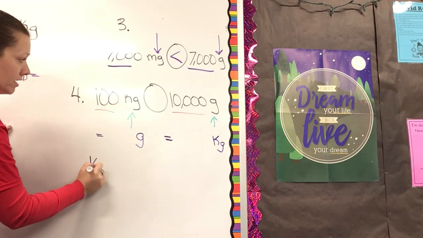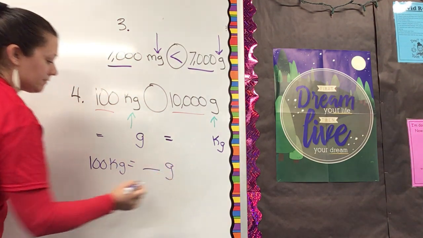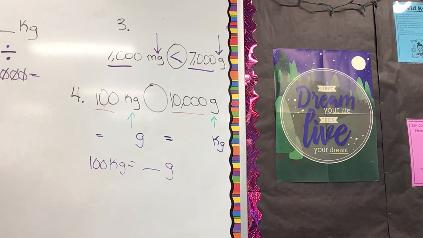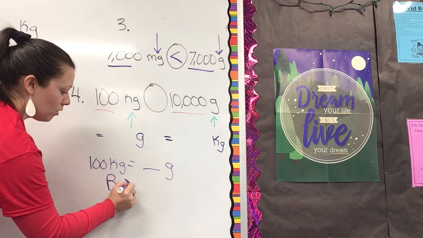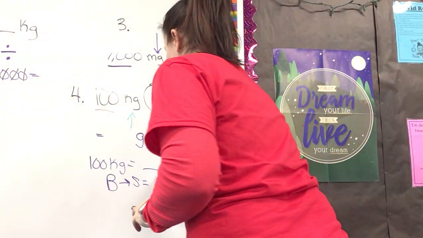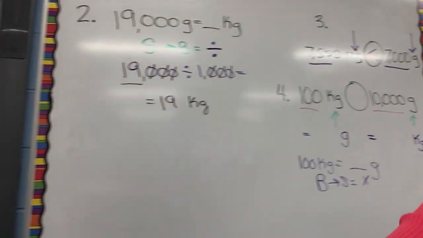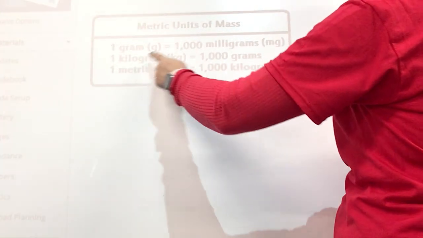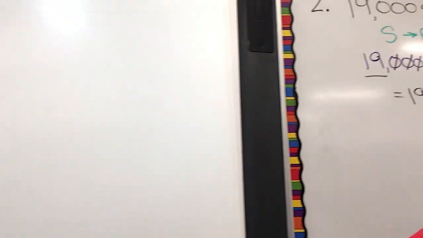So I'm going to write 100 kilograms equals blank grams. Am I going from kilograms to grams? Is that going big to small or small to big? Big to small. And when I go big to small, what kind of computation does that get? Multiplication. All right, we look at our chart here, so we're going to slide on over. When I'm looking at kilograms and grams, it tells me on my chart that 1 kilogram equals how many grams? 1,000. So I need to multiply here, right?